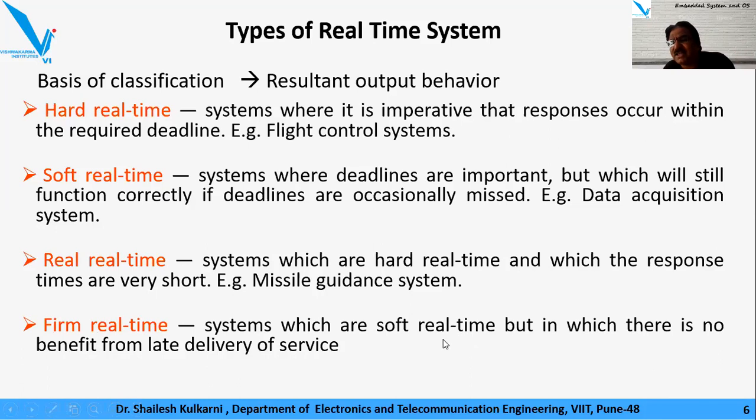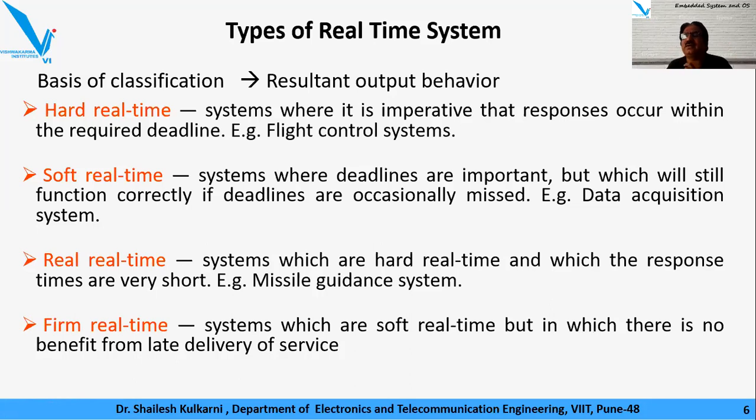That means this particular system will not generate any catastrophes. It is a soft real-time system, but one in which there is no benefit from delayed delivery of the service. That means some tasks are expected to meet their deadline, and some tasks can continue their operation without meeting the deadline also. Getting it? And that is what we call a combination of hard and soft real-time systems.